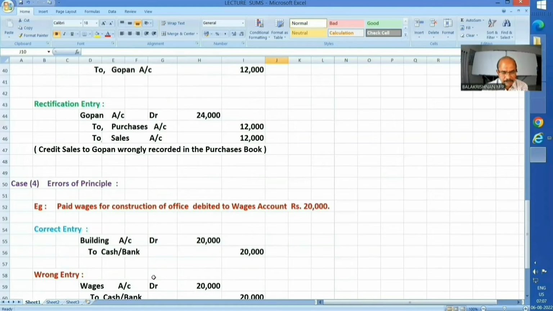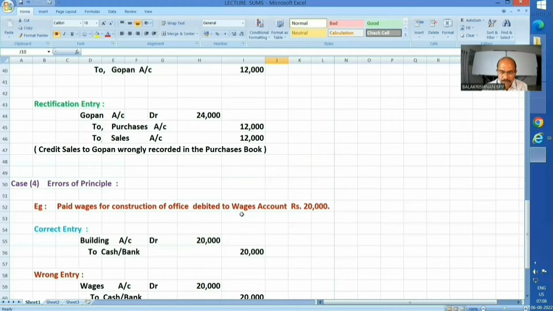Credit for errors of principle. Errors of principle, the basic lessons. Okay. Instead of a revenue account, you are showing a capital account. That's the main thing, or vice versa. Well, an example: paid wages for construction of office debited to wages account, rupees 20,000. It's a very basic rule that if you incur an expenditure towards construction of an asset, by wages or any kind of expenditure, material, etc., the asset account itself should be debited, not the wages account or material account.